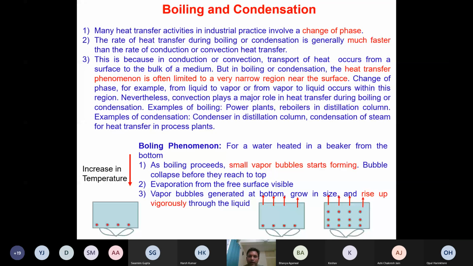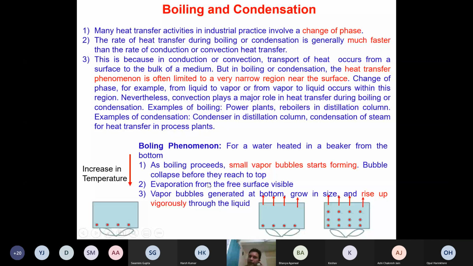Again, if we take a simple example of boiling water in a beaker, as we increase the temperature, initially small bubbles will start forming and these will collapse even before they reach the top. Then evaporation from the free surface takes place. If we further increase the temperature beyond this, the bubbles start forming and rise up vigorously through the liquid, and then escape from the surface. Okay, so this is a typical thing which happens in boiling.